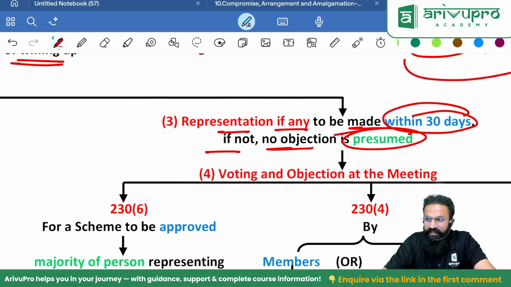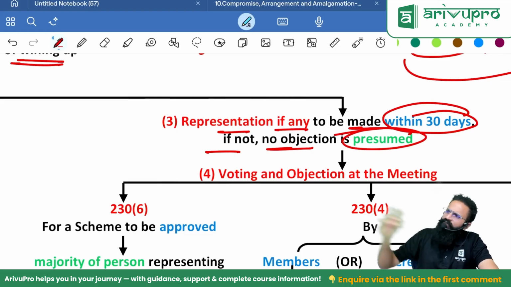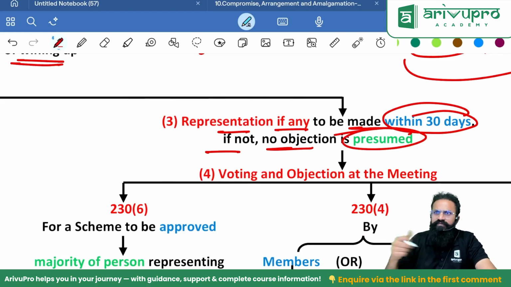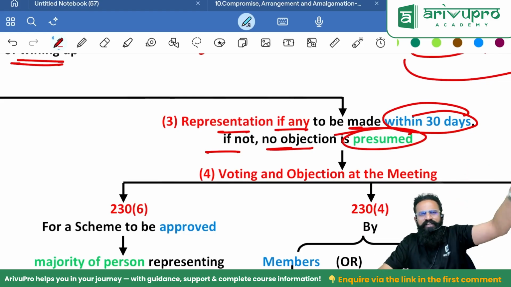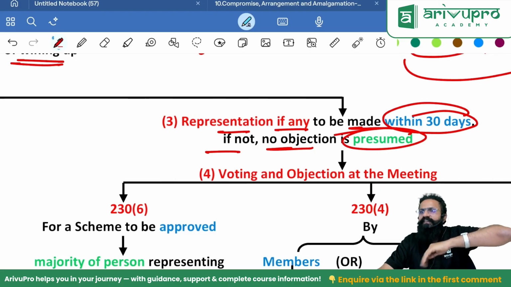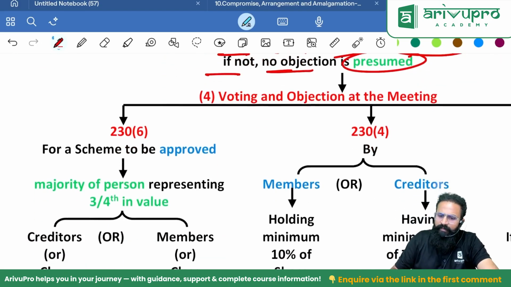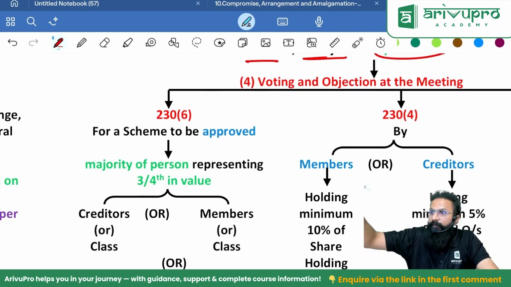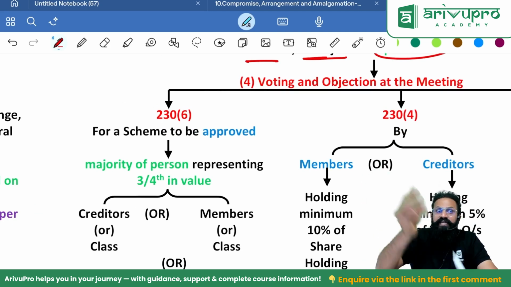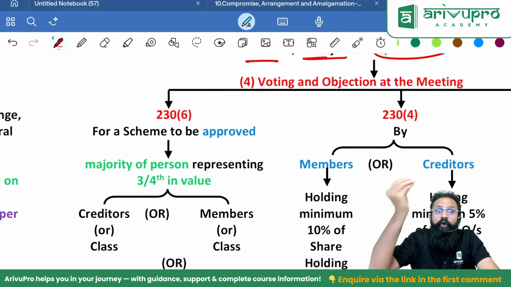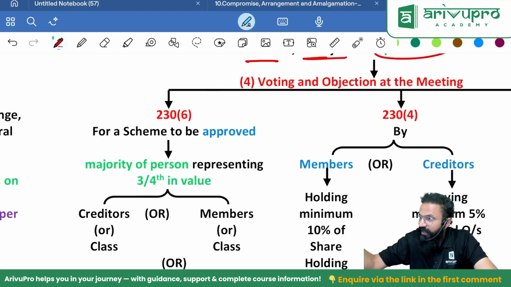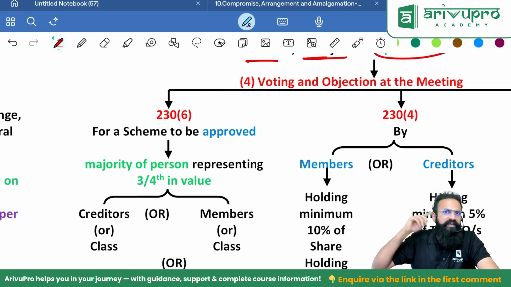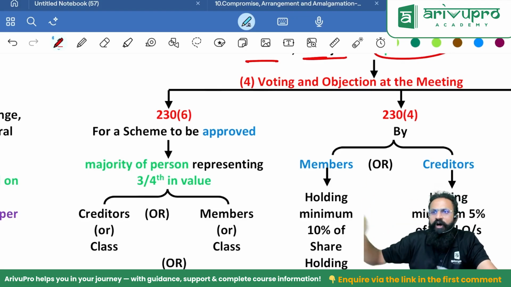Understanding? Okay, sir. Sir, what about members and creditors? What if they have an objection? For them only, we are calling a meeting. The meeting will be conducted. Now, in the meeting, remember, for us to carry on this compromise or arrangement, we need certain minimum votes. If we do not get the minimum votes, then we cannot carry on this compromise or arrangement.